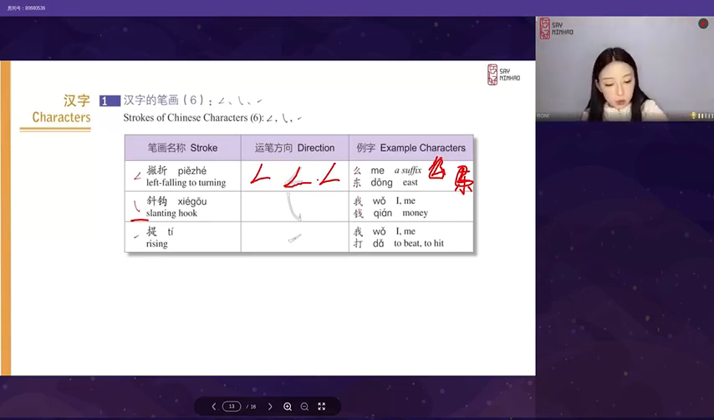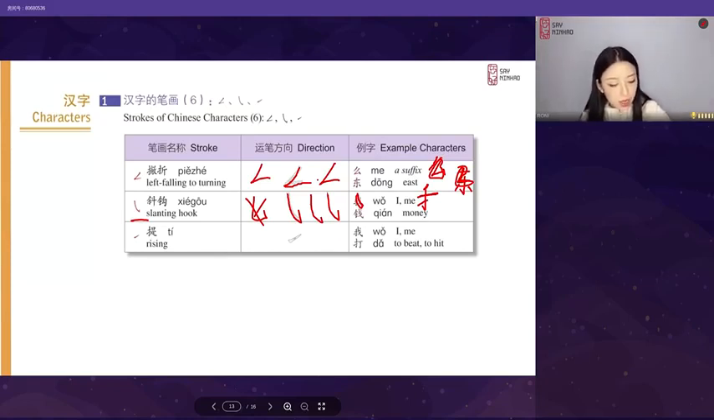Next one is slanting hook. 斜钩, slanting hook. It is written like this. Slanting hook. Don't write it like this, okay? It is wrong. It is slanting hook. Let's see the example. First one is 我, I, me. This part is the slanting hook. Let's see. It is written like this. First left falling, and then a horizontal, and then a vertical hook. And then this thing we are going to learn next, which means T, rising.